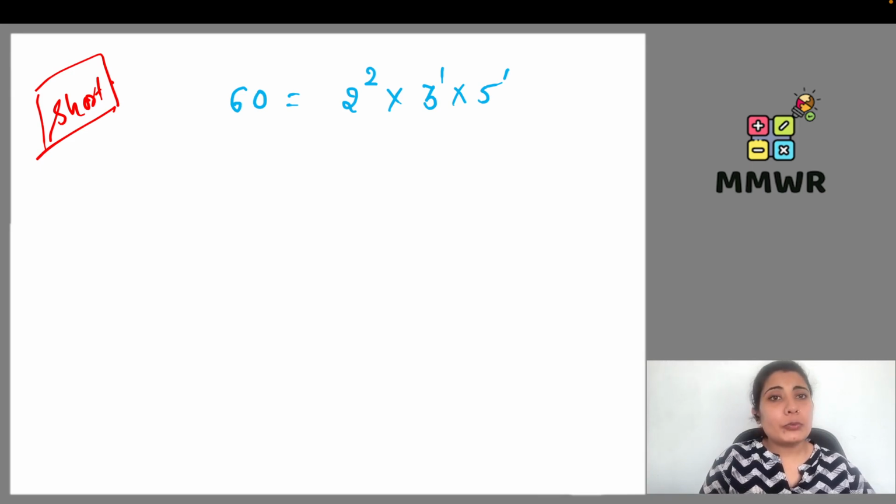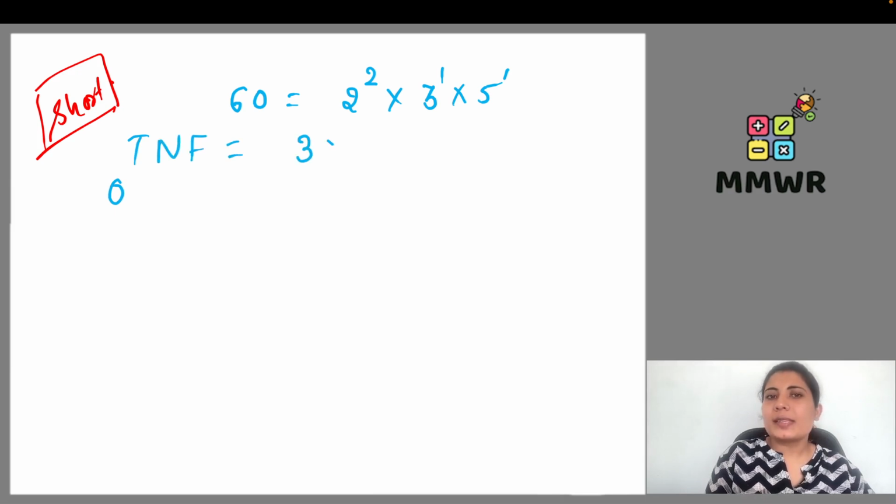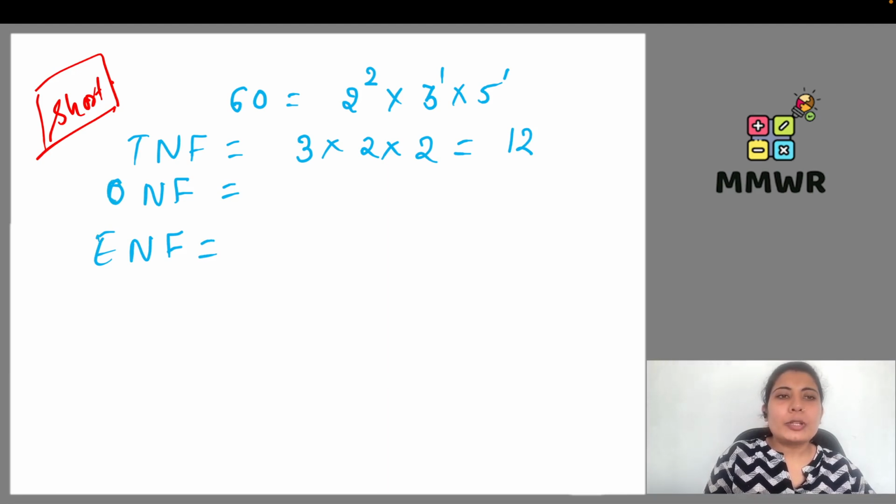Now what we have to do to get the odd number of factors. Total number of factors is easy. We only have to take the successor of the powers. Right? So 2 2s are 4, 4 3s are 12. We got 12 factors. But what will we do for odd and what will we do for even number of factors? So for odd, what do you have to do?